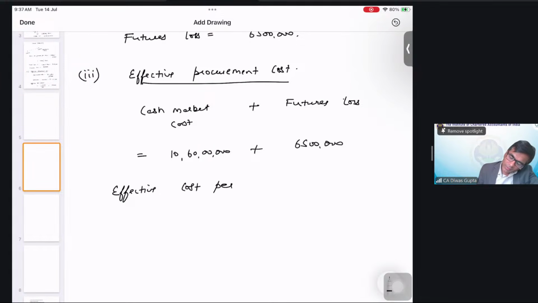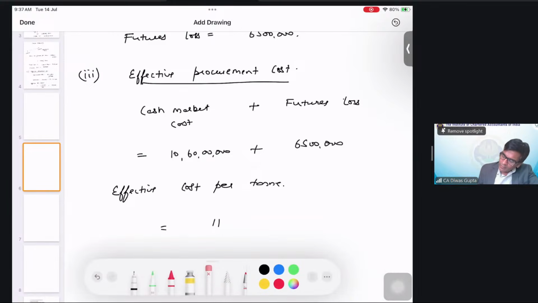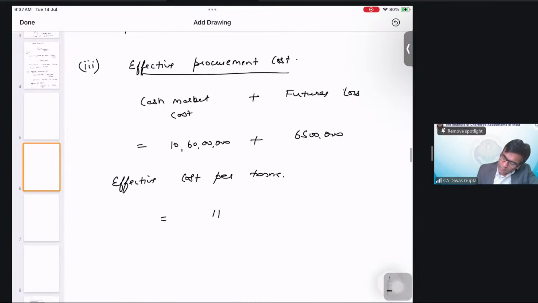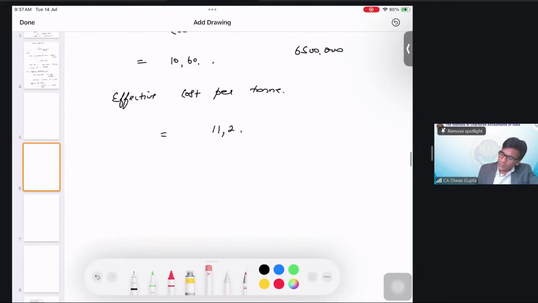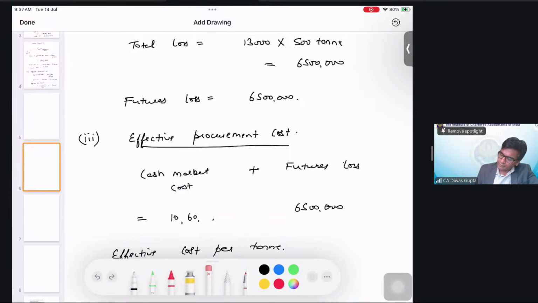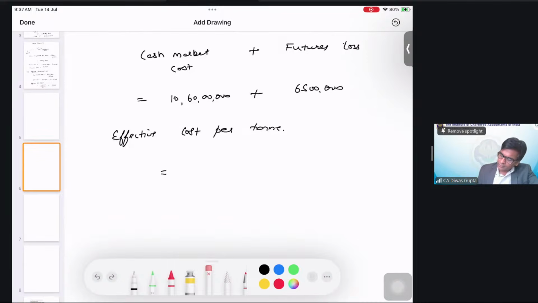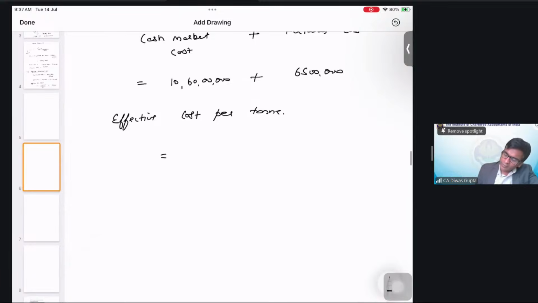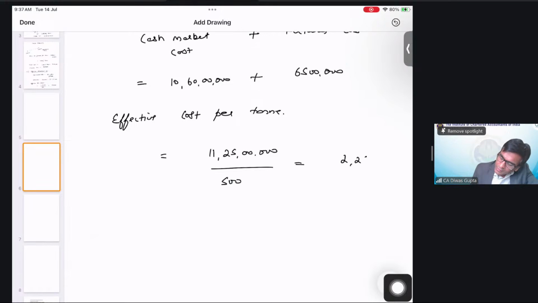Effective cost per ton. Sorry, 11 crore 25 lakhs divided by 500 tons. So this becomes 2,25,000, students.